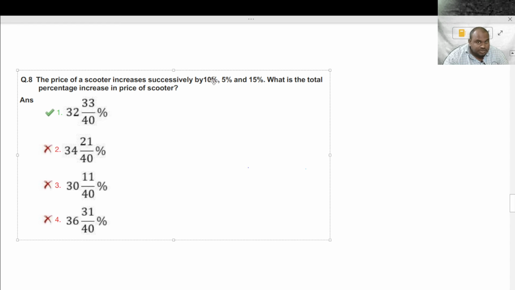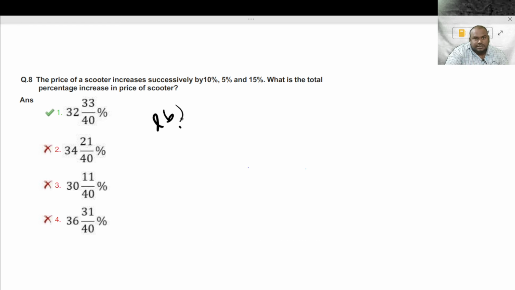Just now I told you one question, that is the area of a rectangle, L into B, where L is increased by x% and B is increased by y%. How would you calculate? 8 plus 5 plus 8 into 5 by 100, like that. Same way, but here three parameters are given.